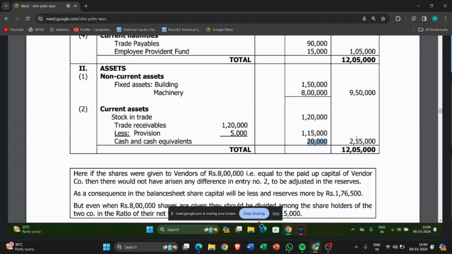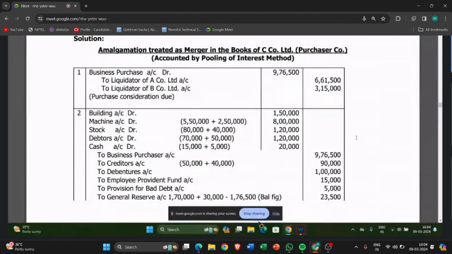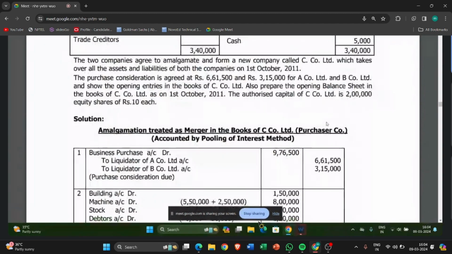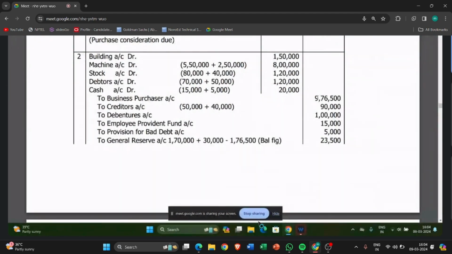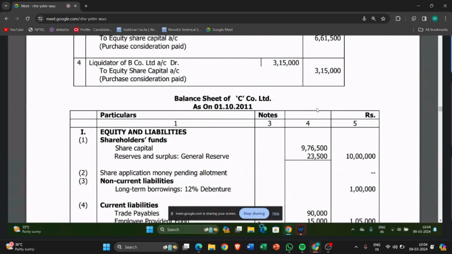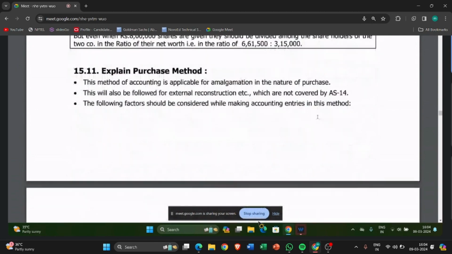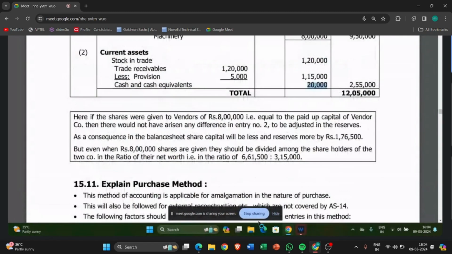So your problem could be just journal entries in the books of transferor company, just journal entries in the books of transferee company, only realization account in the books of transferor company, or you could have to prepare the new balance sheet of the new company also. So read the problem really carefully and do it accordingly. Okay, that is when it is a merger.